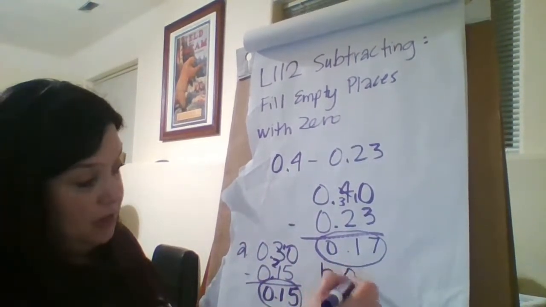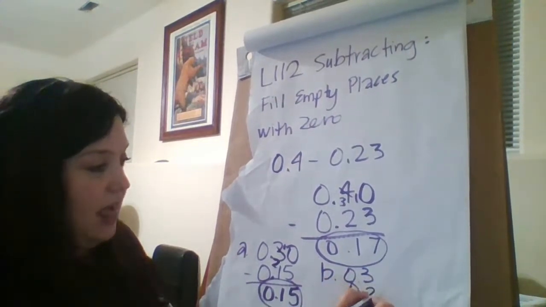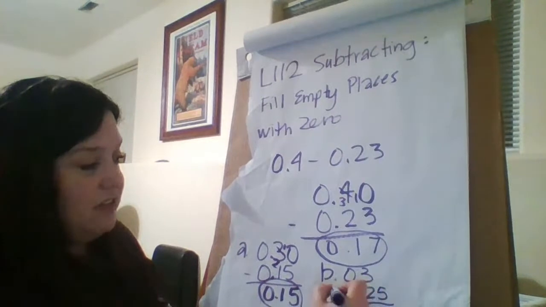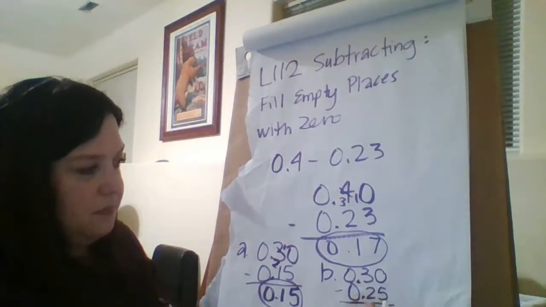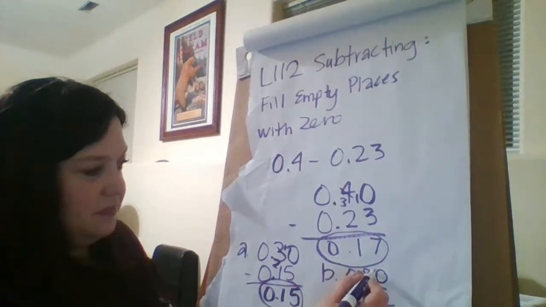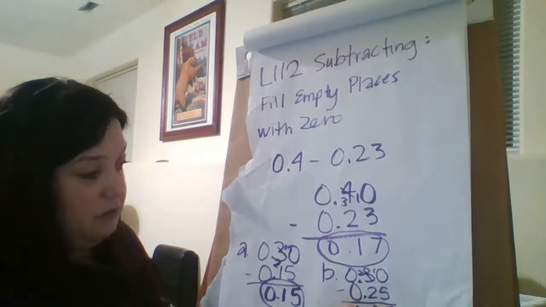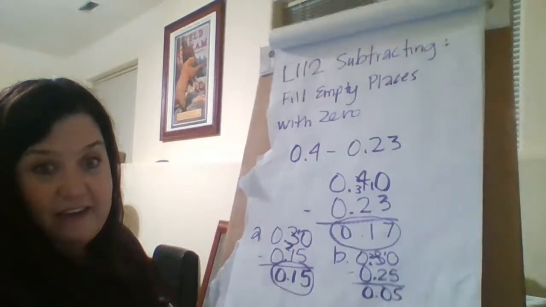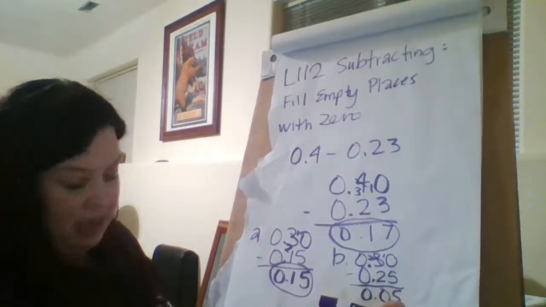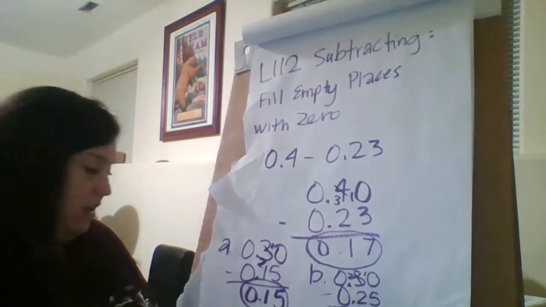Okay, B. We have 0.3, and we're going to subtract 0.25. Decimals are lovely and lined up, but we have a space to fill with a 0. 10 take away 5 is 5. 2 take away 2 is 0. Our answer is 5 hundredths. 5 hundredths. Very good.